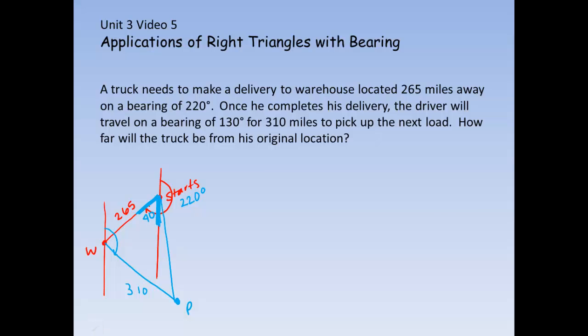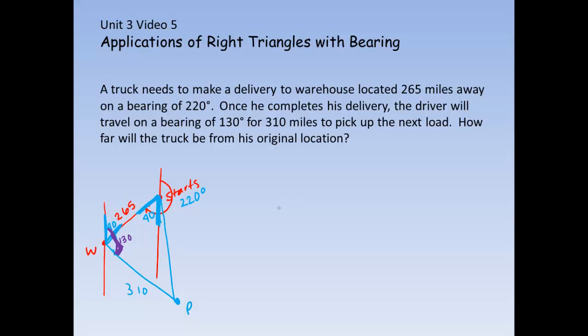Well, based on the fact that my north-south lines are parallel, and this would be like a transversal, I have alternate interior angles, leading this angle up here to be 40 degrees as well. If that's 40 degrees, and this entire bearing here was 130 degrees, I can subtract the 40 to find that my right angle is in fact located right here in the corner when it makes the turn from its warehouse to head towards its second location.